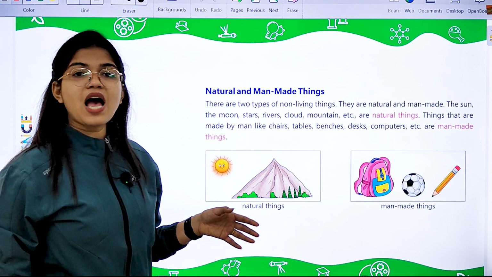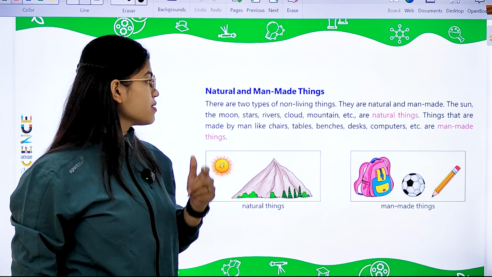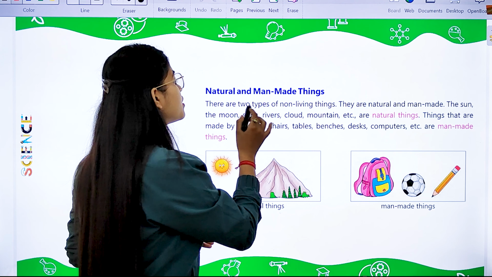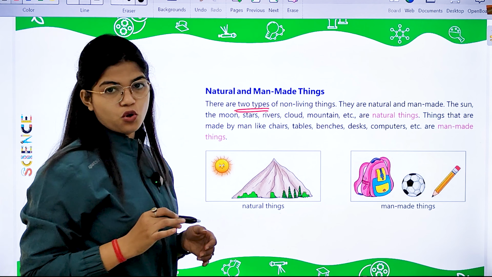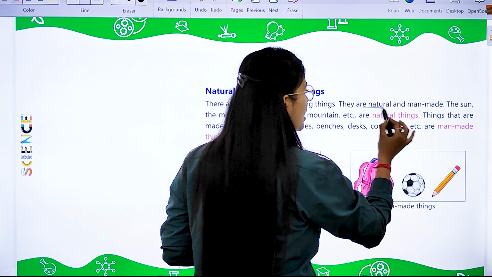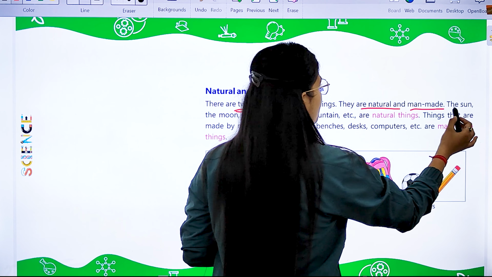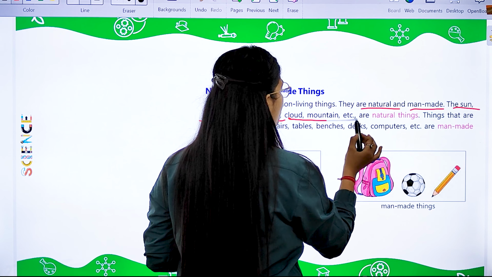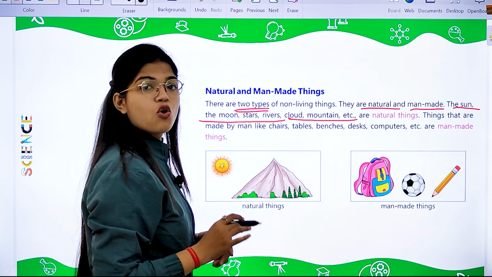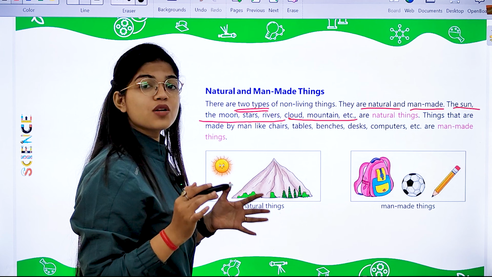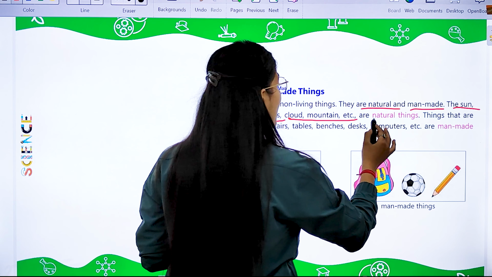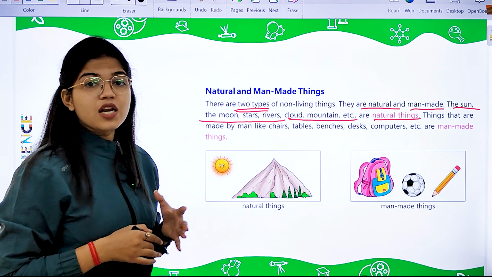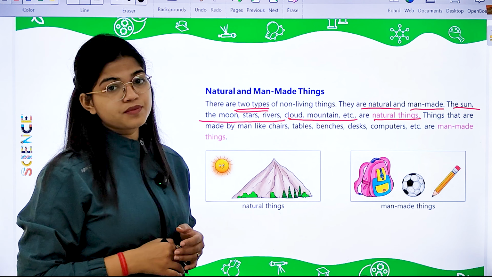The next topic which we have is natural and man-made things. So, students, non-living things can be further divided into two types, that is natural and man-made. If we talk about sun, moon, star, rivers, cloud, mountain, etc., all these are natural things because they exist on their own in nature. They are not made by any human being.